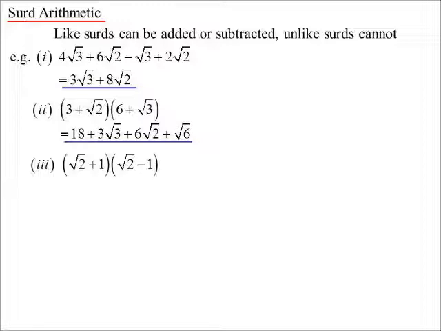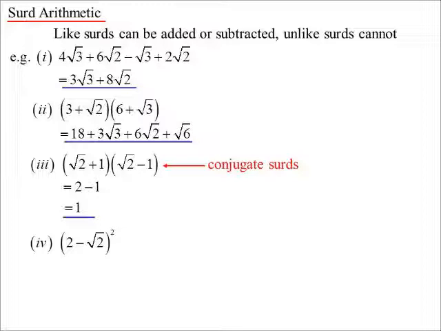Very common sort of question we see with surds. Root 2 plus 1, root 2 minus 1. They're what we call conjugate surds. Conjugate surds. So we get 2 minus 1, which is of course 1. A perfect square. So same idea.